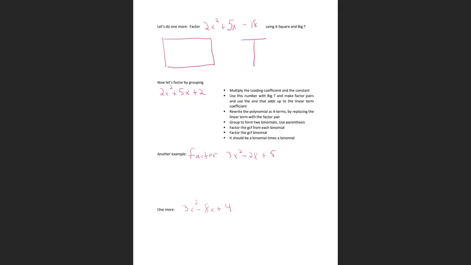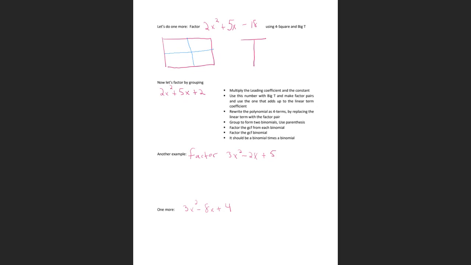On your paper, this one may be wrong as well. I did make some mistakes on a few things. So let's factor 2x squared plus 5x minus 18. Again, we're going to use Foursquare and big T as a strategy. So again, I need to have my little Foursquare. It doesn't have to be perfect. And if you want to pause this and see if you can do this one without me, let's see where that takes you using Foursquare and big T.